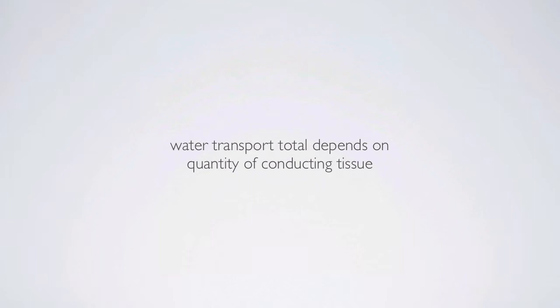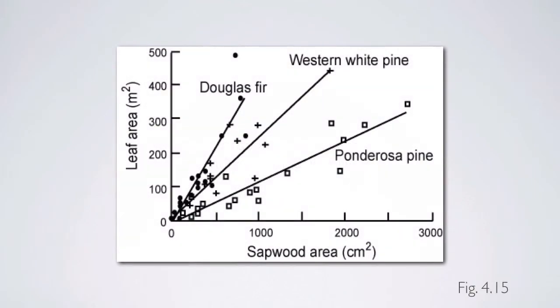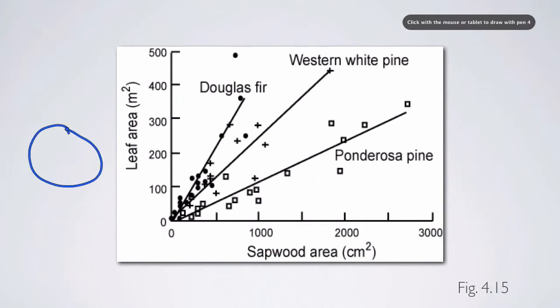Now, water transport, the total amount of water transport, depends on the quantity of conducting tissue. This example shows the relationship between the sapwood area of a tree and the leaf area of a tree. Sapwood, if you take a cross section of the trunk of a tree, is a conducting material within the tree, and not all of the cross section of a tree can conduct water. Sometimes those xylem elements that normally conduct water become clogged up or filled with resins.